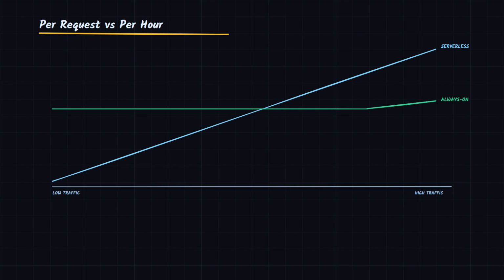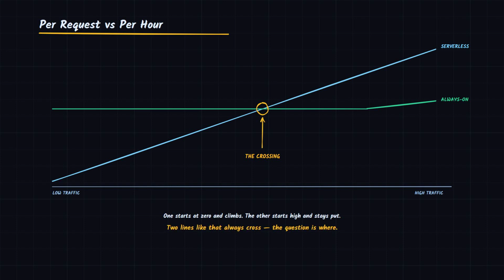Always on bills per hour, whether anything happens or not. That line starts high because you're paying at 3 a.m. for nothing, and then it is flat, 10 requests or 10,000. The box costs the same until it does not fit. So one starts at 0 and climbs. The other starts high and stays put. Two lines like that always cross. The only question is where and which side you are on.